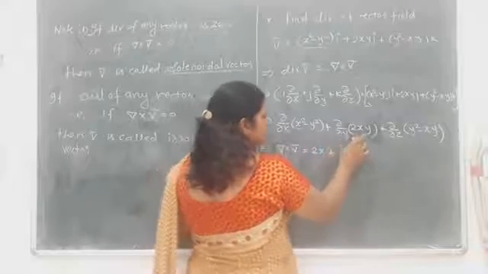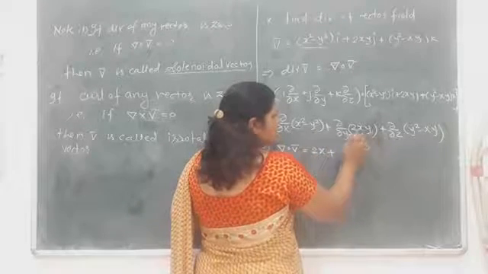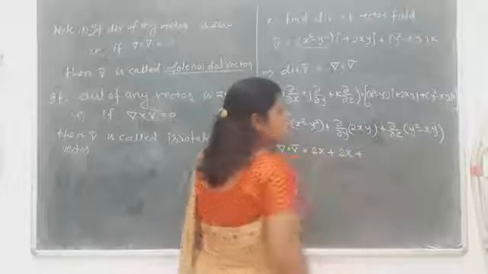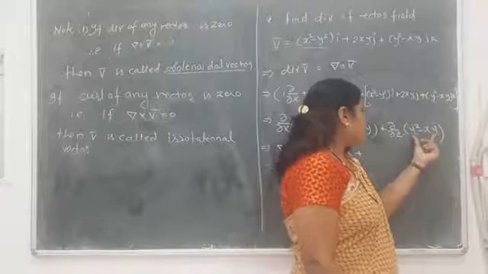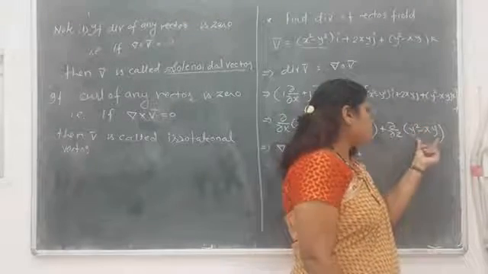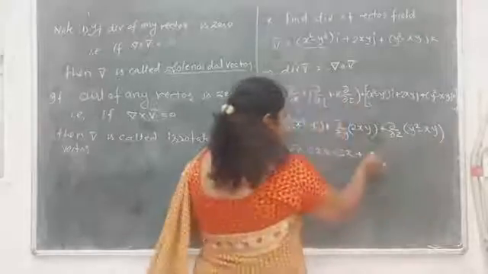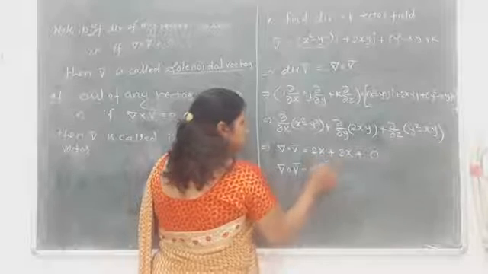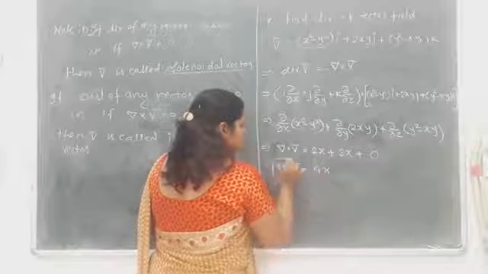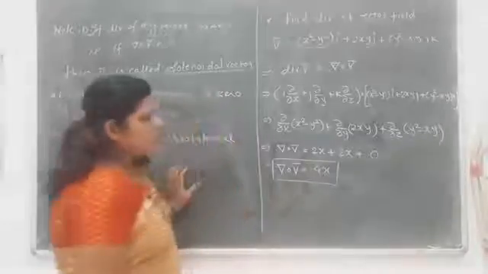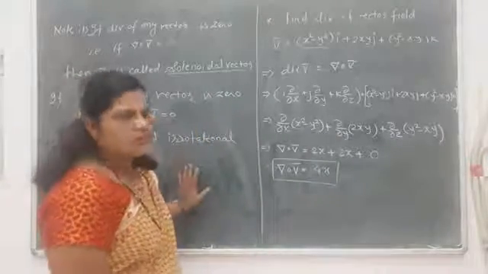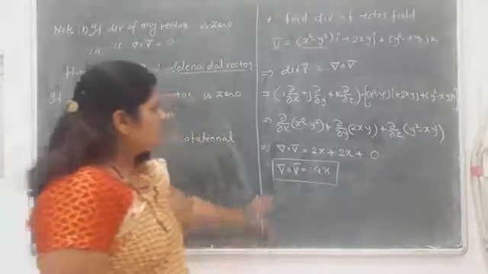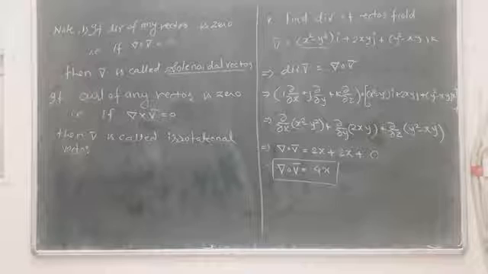After this, del by del y of 2xy: the derivative of y is 1 into that term, multiplication, that means 2x. Plus del by del z of y square minus xy. There is no term of z, so the derivative of the whole term will be 0 because it is a constant. So this comes as 0. So what we get finally is del dot v bar is equal to 2x plus 2x, which becomes 4x. In this way we get the divergence of any given vector. That is one example of divergence of vector v bar. Again we will see some more problems on this.